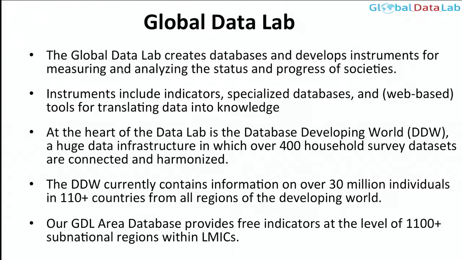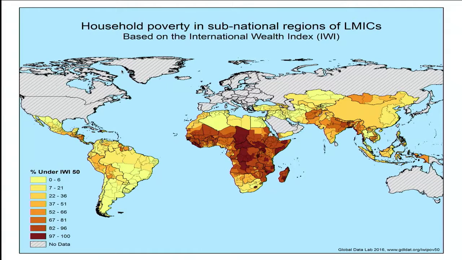And we can do that because we have a very huge database. For almost 20 years, we have been bringing together almost all household survey data sets for developing countries into one big data infrastructure, which contains at the moment more than 400 household surveys. We have data on over 30 million individuals in over 110 countries from all regions of the developing world. And one of the things which is very interesting for you is that we also have subnational data. So we have a database from where you can freely download a large number of indicators at the level of subnational regions within low and middle income countries.